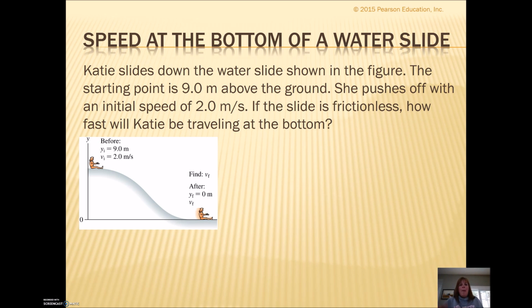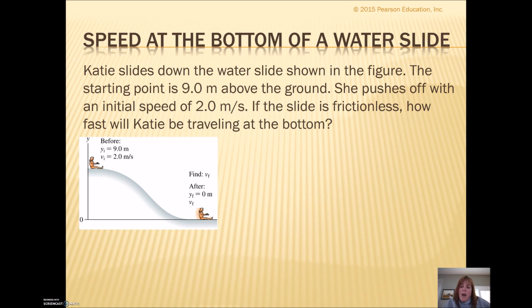Here I have a person sliding down a water slide, and she starts at a height of 9 meters above the ground. And she starts with an initial speed of 2 meters per second. Now we're going to say the slide is frictionless because friction, right, that adds a whole new dimension. And I want to know, how fast will this person be traveling at the bottom?